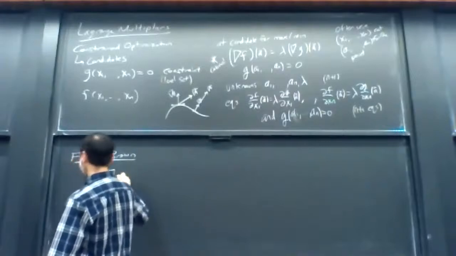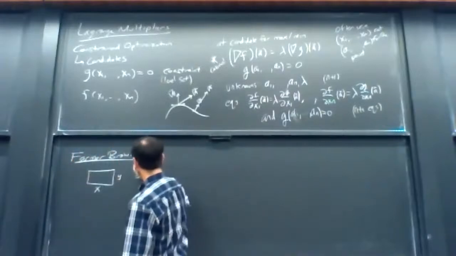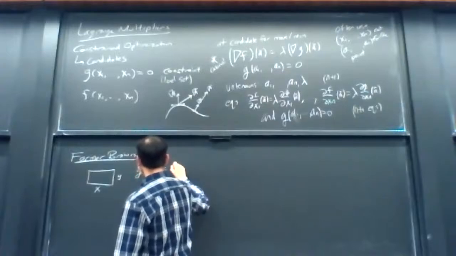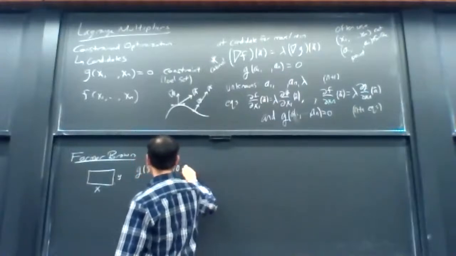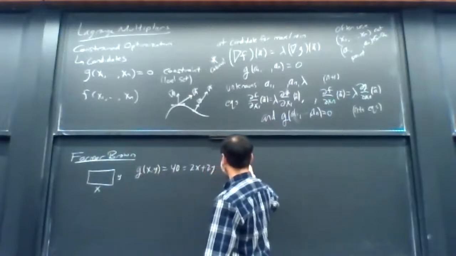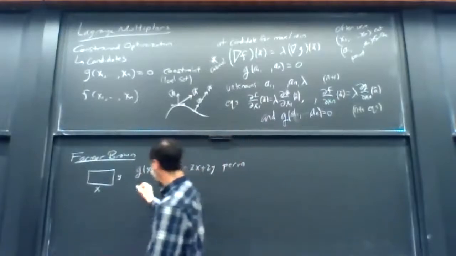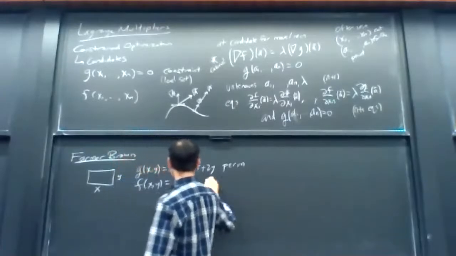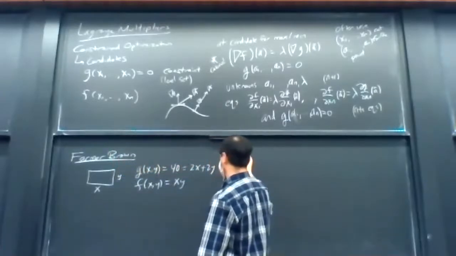So this is x, this is y. And my constraint is maybe g of x,y equals 40. And this is 2x plus 2y, this is the perimeter. And the function f of x,y is xy, the area.